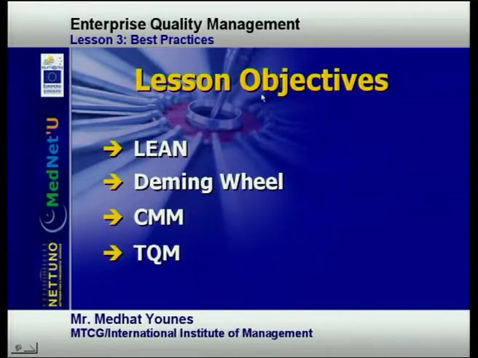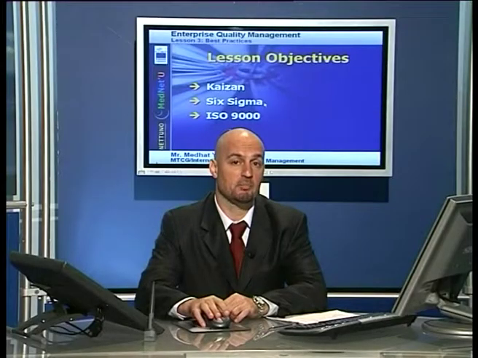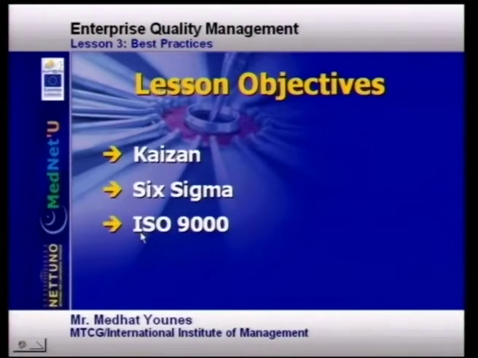We'll learn about quality management frameworks and best practices, including lean manufacturing, Deming wheel, CMM or Capability Maturity Model, TQM or Total Quality Management, a quality management framework, Six Sigma, another management framework and a set of best practices, and of course the famous ISO 9000 quality standard.